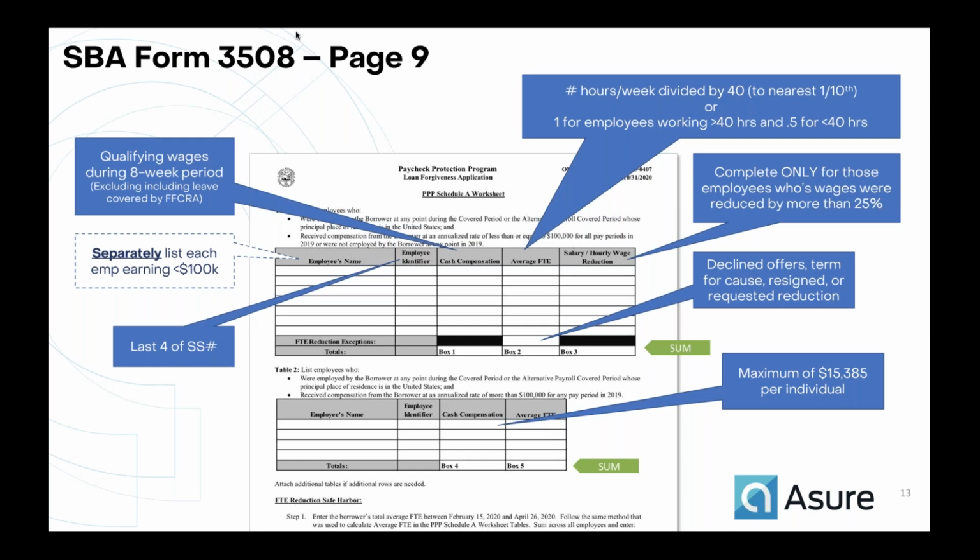So sum up those boxes, and then the second table at the bottom, my call-out button to the far right. That top table, table number 1, is for all your employees below 100,000. Your bottom table is simpler.